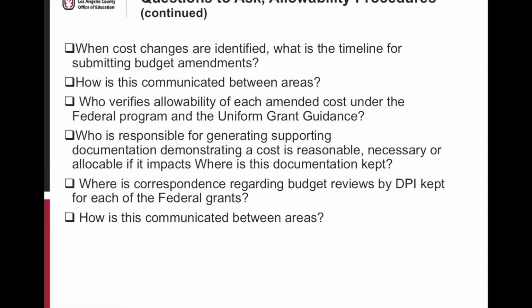Who's responsible for generating the documentation to demonstrate a cost is reasonable, necessary, or allocable? And where's that documentation kept? And then where's correspondence regarding budget reviews and that with DPI? This is because we stole this from another state. That would be the state superintendent. So any reviews, budget documentation for your federal grants, who keeps that information? And that's going to be important right now, because with the consolidated application, someone is going to need to know who has that fiscal information on federal grants. We're going to need it. And how's all that communicated?